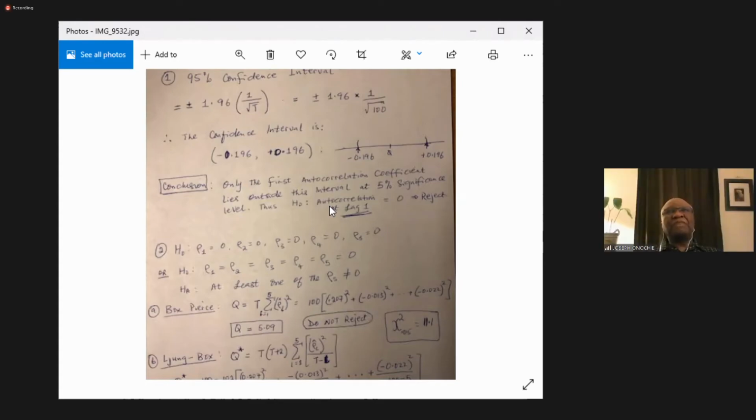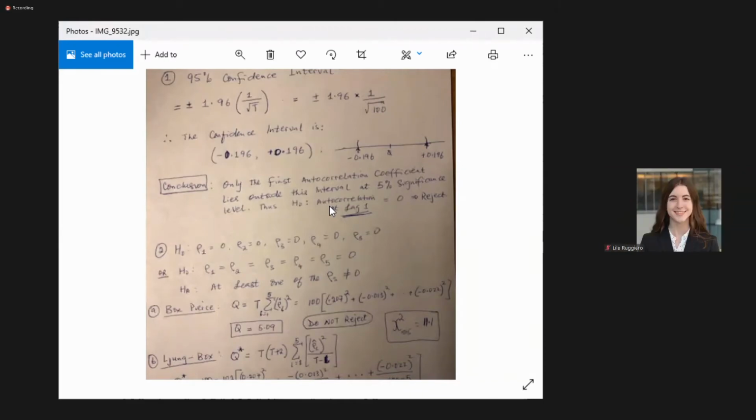Okay, so for each of them, we do not reject for lag 2, lag 3, lag 4, lag 5, and we reject for lag 1. Is that correct? Yes. Okay.